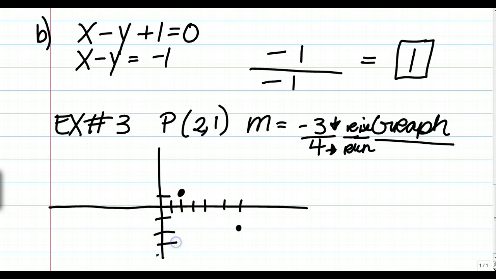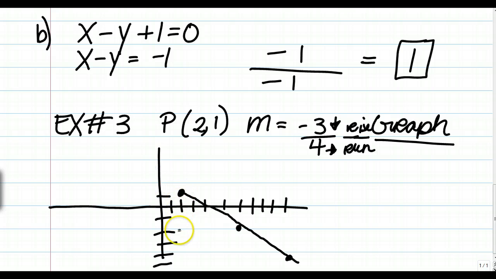I could do it again. I could go down 3 more and run 4 more. 1, 2, 3, 4. So I'd be about right here. And whenever you're graphing a line, you want to make sure that you cross into both axes. If you don't cross into the x and y axis, both of them, then you're not going to get full points on your test. So you want to make sure you cross both axes.